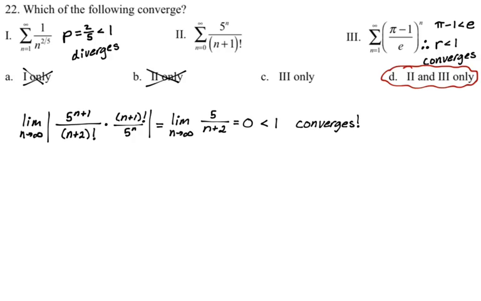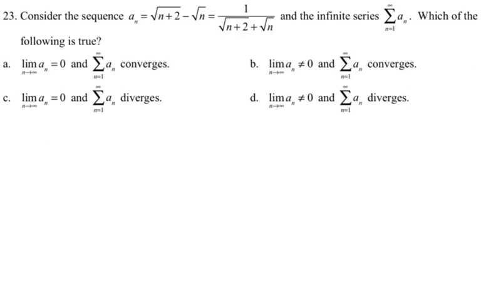All right, let's take a look at another problem. Consider the sequence a sub n equals square root of n plus 2 minus square root of n, which is also equal to 1 over the square root of n plus 2 plus root n. I don't actually know if that's true. I didn't check that when I wrote this problem.